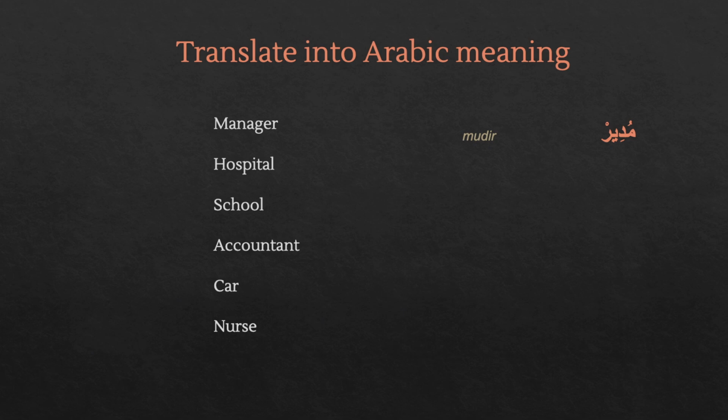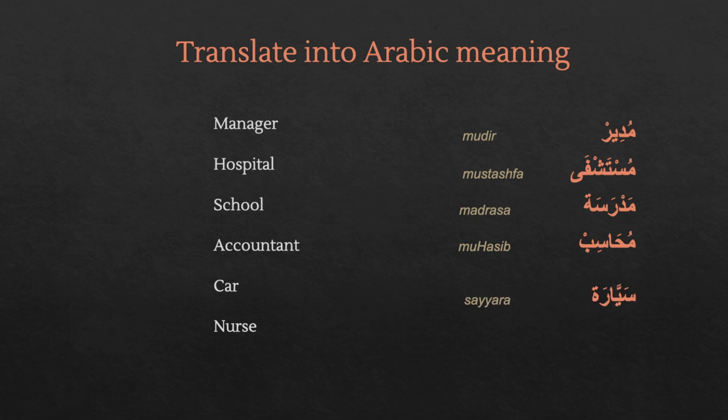Okay, hospital. What do you think hospital means? مستشفى. Hospital. School. School is مدرسة. Accountant. محاسب. Car. سيارة. Nurse. ممرضة. All right, there you have it. That concludes lesson 2. As always, continue to review the vocabulary and we will slowly move into conversation.